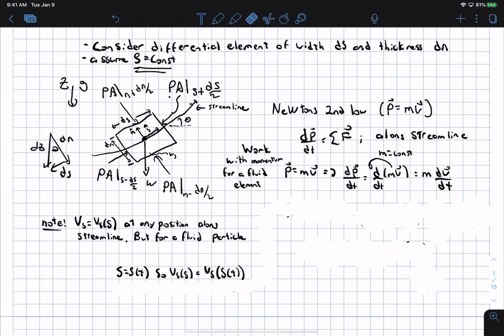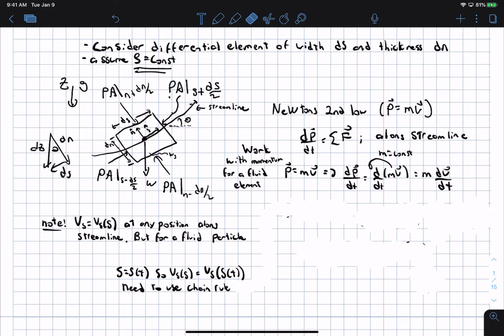So we have that the position is a function of time, and the velocity is a function of position. So in reality, the velocity is a function of position, which is in turn a function of time. You can see where this is going from Calc 1. That implies we need to do the chain rule on this. We can't just do a straightforward time derivative, because the velocity is a function of position and the position is a function of time.